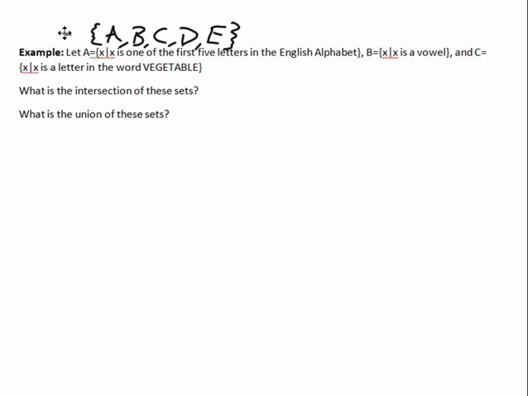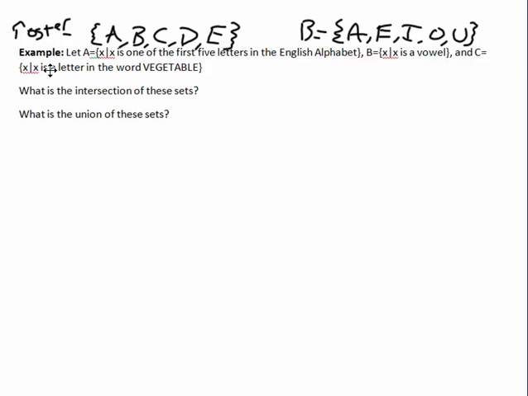So this is roster notation. Just so we remember, this is roster notation for A. B is a vowel. So in roster notation, B would be, what is it? A, E, I, O, and U.